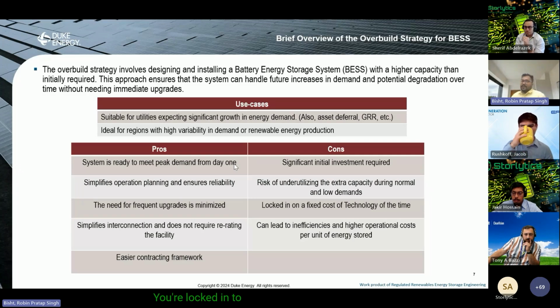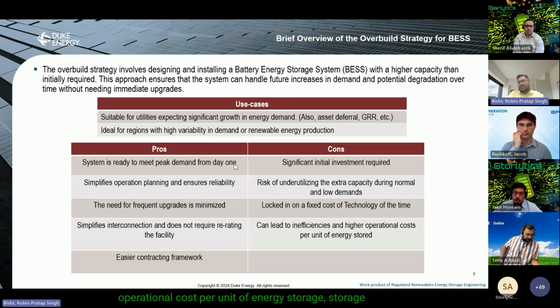You're locked in to the cost of technology at that time. Augmentation kind of gives you that flexibility. So it really comes to the cost. If that matters, this overbuild strategy might not be the best case. Can lead to inefficiencies and higher operational cost per unit of energy stored, similar to point number 2 in the cons that I've mentioned.